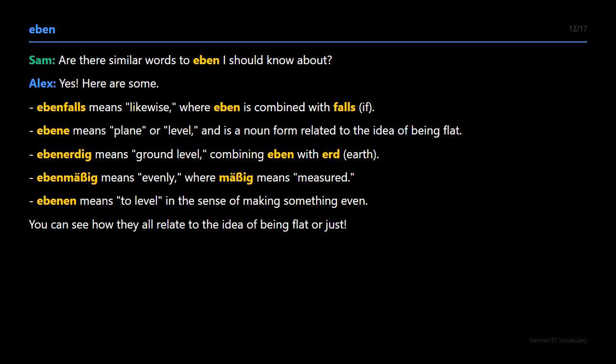Ebenerdig means ground level, combining eben with Erd, earth. Ebenmäßig means evenly, where mäßig means measured. Ebnen means to level in the sense of making something even. You can see how they all relate to the idea of being flat or just.